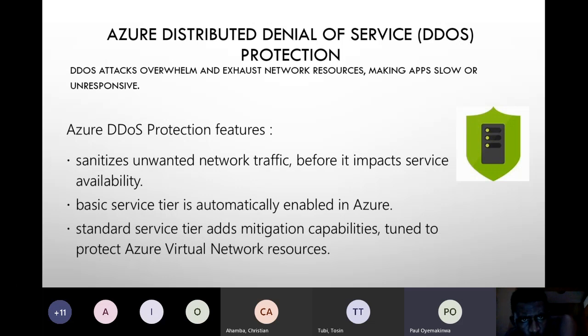And when a hacker is attacking your application, if it is a DDoS, it overwhelms and exhausts your network resources. So it can be sending some false traffic to your application, and sending false traffic will overwhelm your network resources, and overwhelming your network resources will make your application slow or unresponsive. Okay, and how do you protect yourself from this? You can use Azure DDoS Protection to protect your application from false traffic.